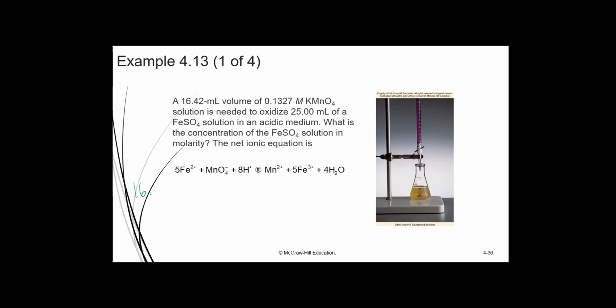So we know that we have 16.42 milliliters. We know that there's 1,000 milliliters inside of 1 liter. We want to get that into our moles. So we know that there's 1 liter inside of 0.1327 moles of KMnO4. We also know that there's 1 MnO4 inside of 1 KMnO4.